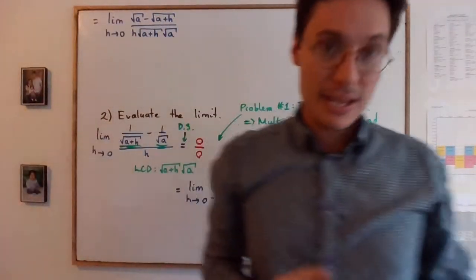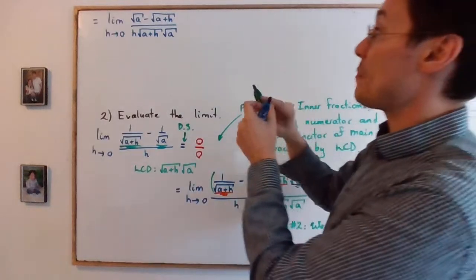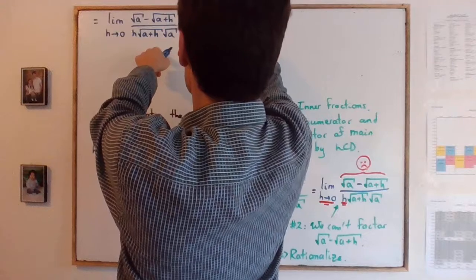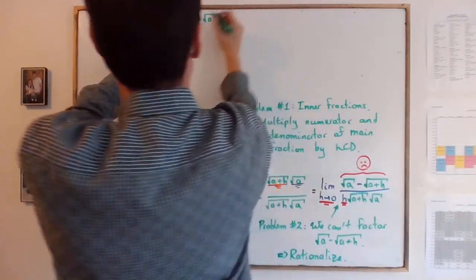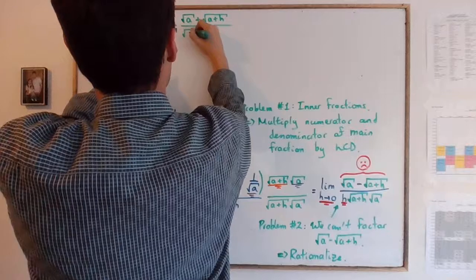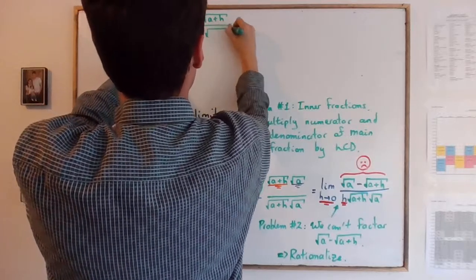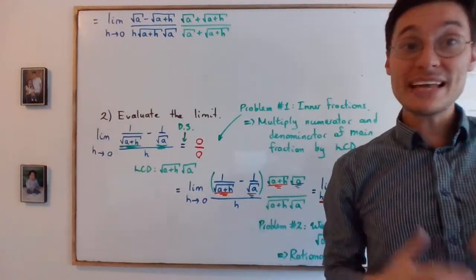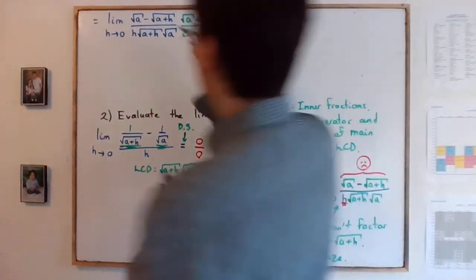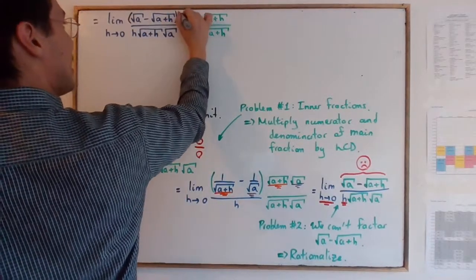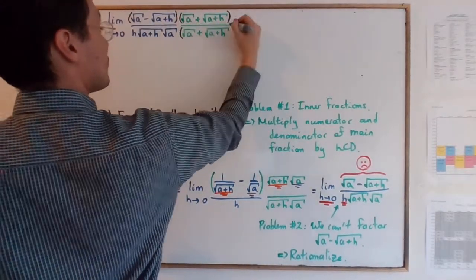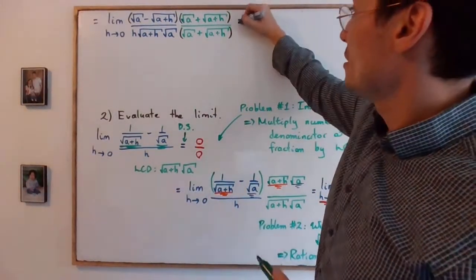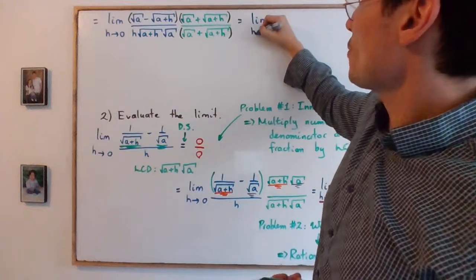And what we're doing is we're multiplying the top and the bottom by the conjugate of this. So the square root of a plus the square root of a plus h, over the square root of a plus the square root of a plus h. And don't forget, for example, that there's implicit brackets around these numbers. So don't forget one thing.